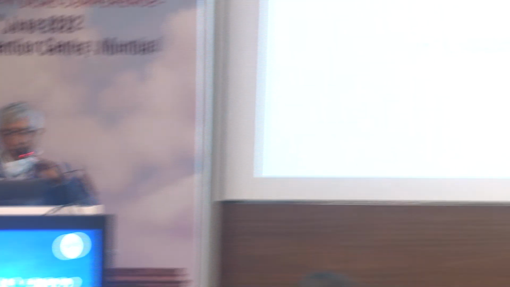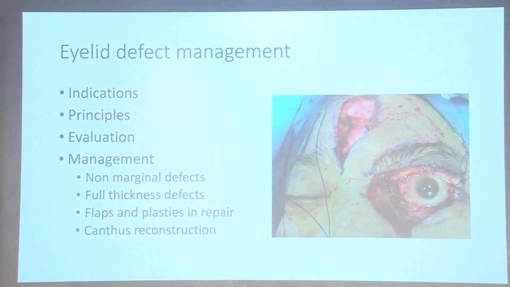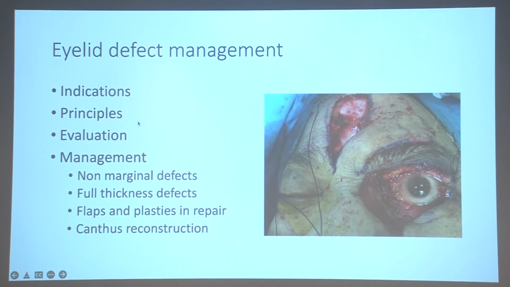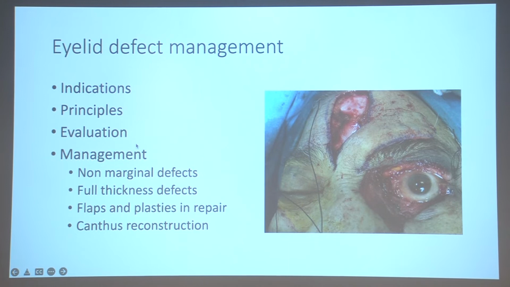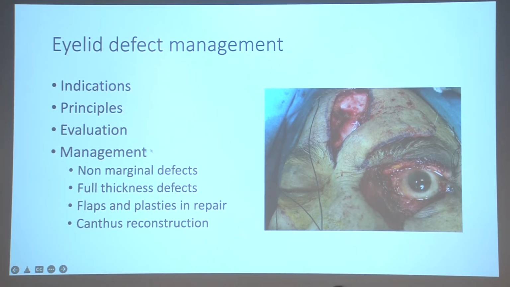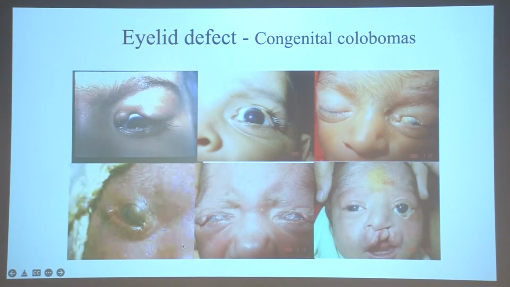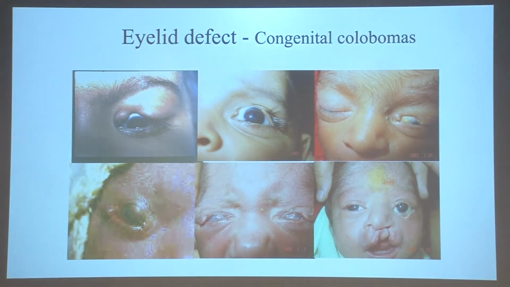So thank you. Samiksha made things much easier for me, having outlined all the principles of evaluation, the flaps, and also the choice of procedures was very well outlined. As we know, we deal with either congenital or acquired eyelid defects. We'll be dealing with indications and principles, which have been elaborated by Samiksha. Evaluation has been already elaborated. And then the management of each of these defects: non-marginal, full thickness, involving margin, flaps and plasty, and canthus reconstruction. Most of these have been dealt with in principle.